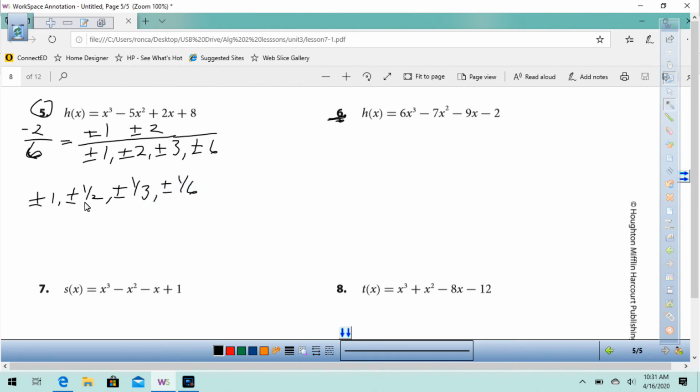2 over 1 is 2. I don't have that yet, so plus or minus 2. 2 over 2 is 1. 2 over 3 is 2/3. And 2 over 6 would be 1/3. I got that. So these are your factors. We have 6, negative 7, negative 9, and negative 2.